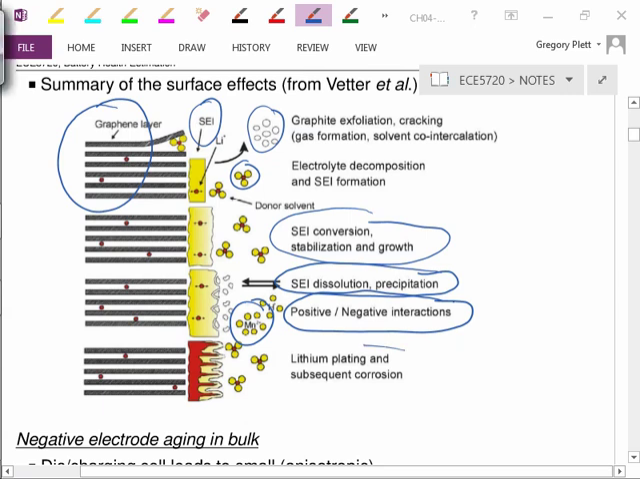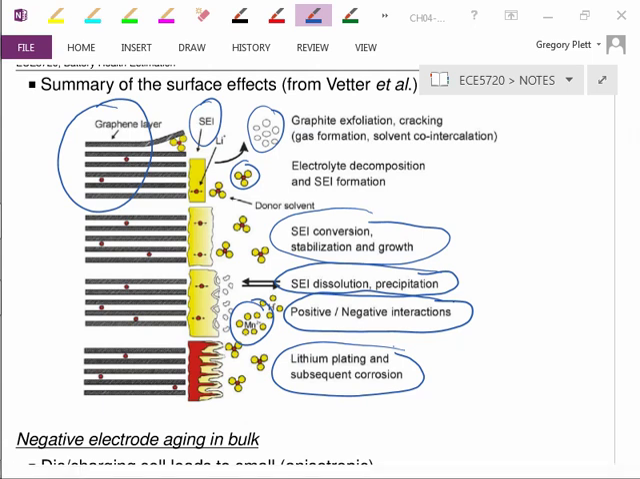And then we also said there could be lithium plating if we try to charge too quickly, and then the other reactions that happen after the lithium plating, when the lithium metal tends to react and form more SEI and different products and so forth when it reacts with its environment. So those are the surface effects.